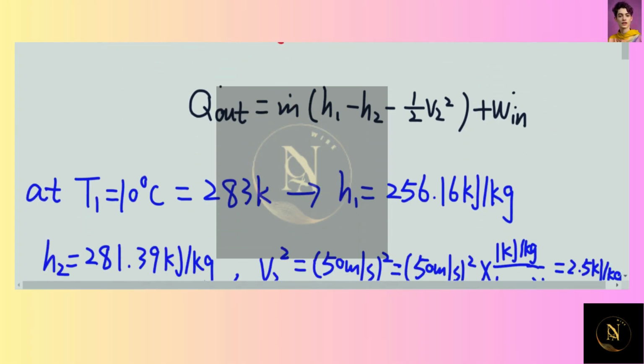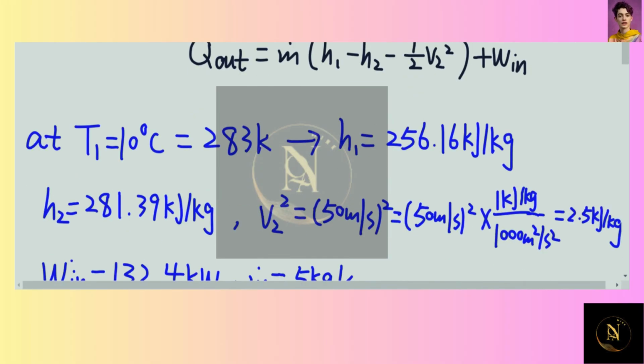So for the initial enthalpy, we need to use the saturated refrigerant 134a table. At temperature 10 degrees Celsius, the corresponding enthalpy is 256.16 kilojoules per kilogram. And we know the final enthalpy is given in the question, which is 281.39 kilojoules per kilogram. And we know the velocity squared, V2², where V2 is 50 meters per second to the power 2. If we convert to kilojoules per kilogram, it's about 2.5 kilojoules per kilogram.